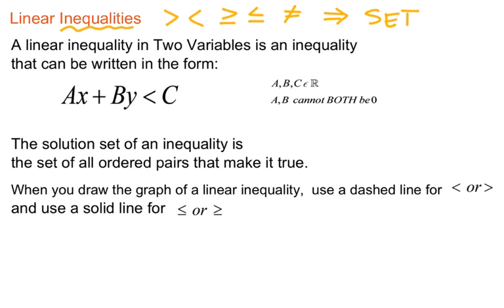When we think about drawing the graph, if we have a less than or a greater than without the equal to symbol, we're going to need to make sure we have a dashed line. Whereas if we can include the value, if we have less than or equal to, greater than or equal to, we would need a solid line. So let's just jump right in and look at an example.